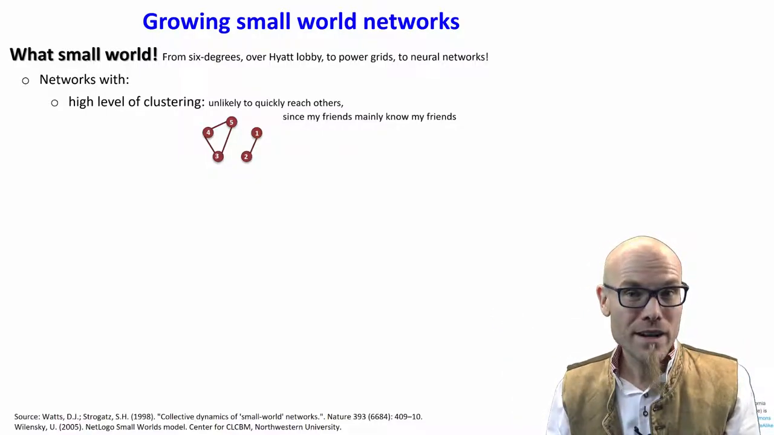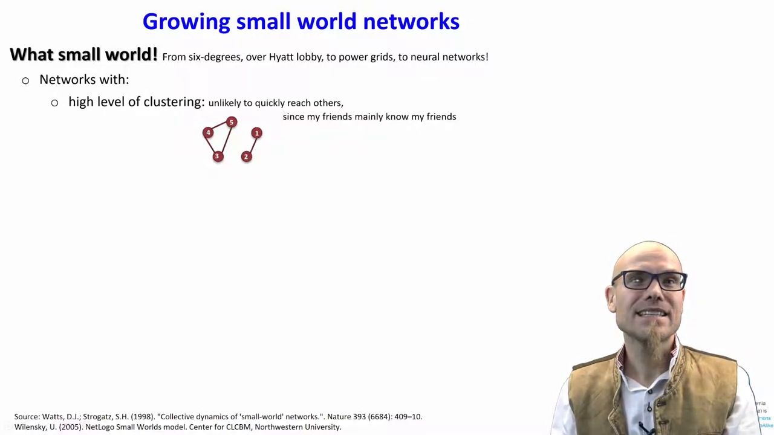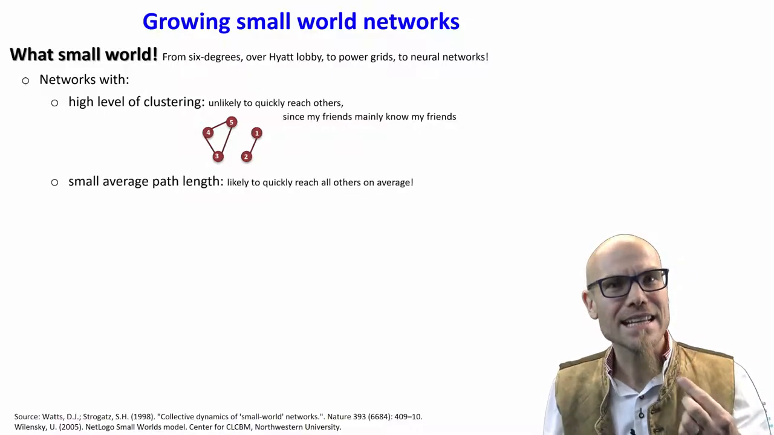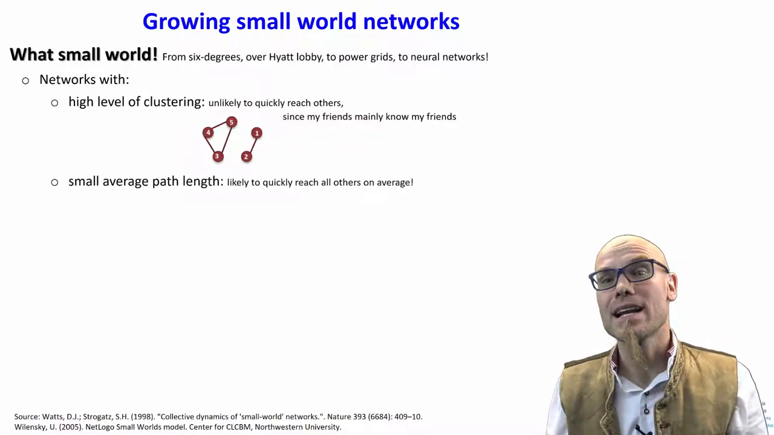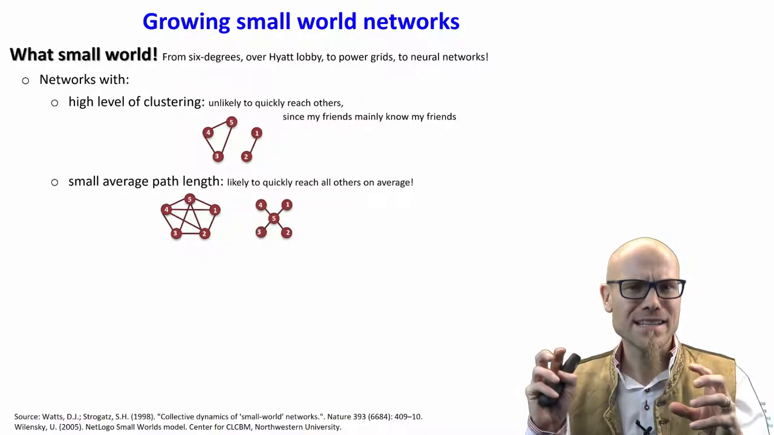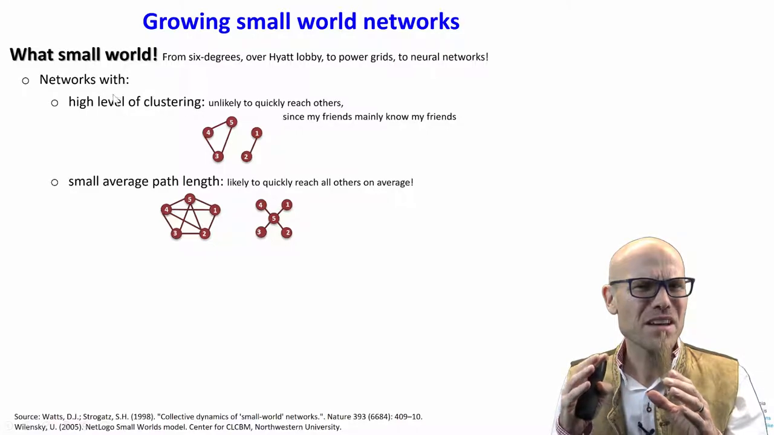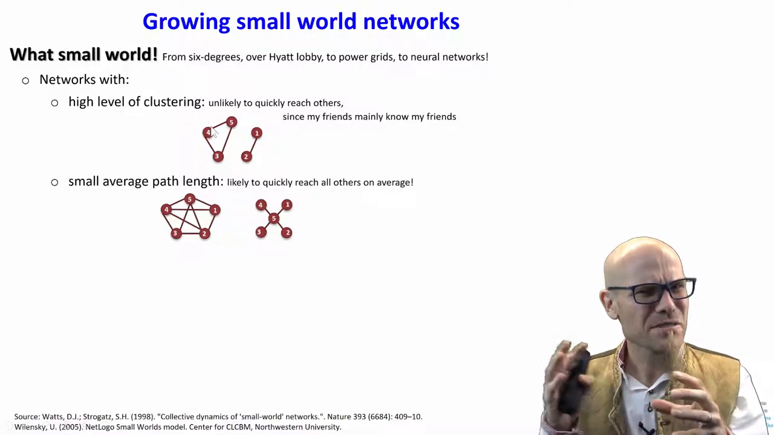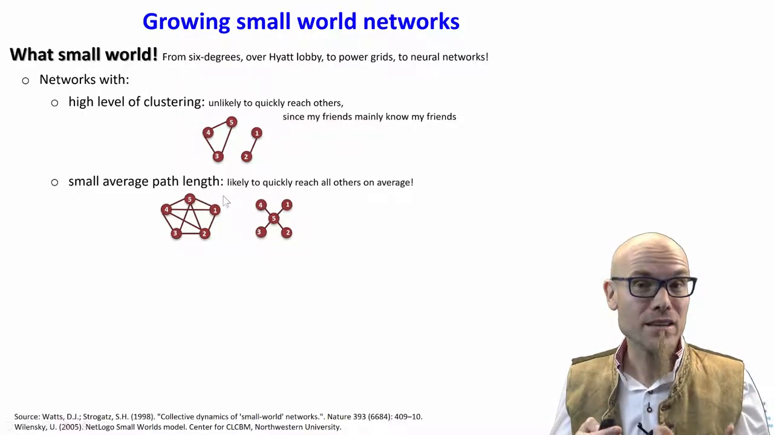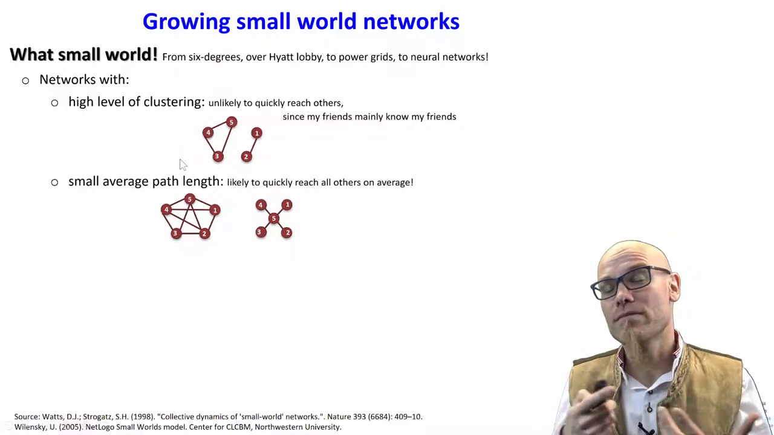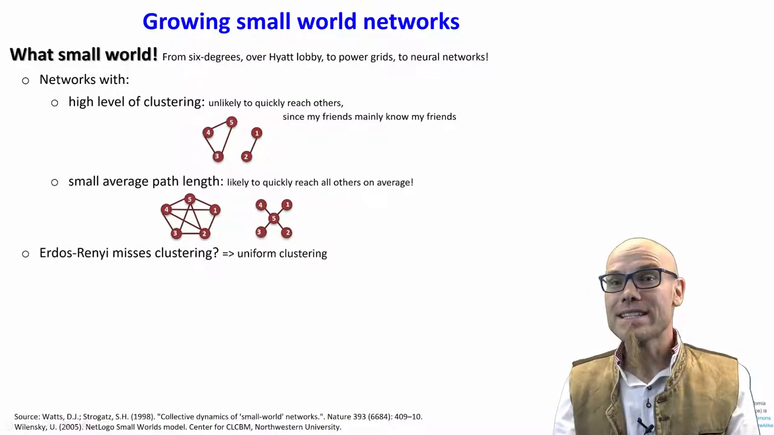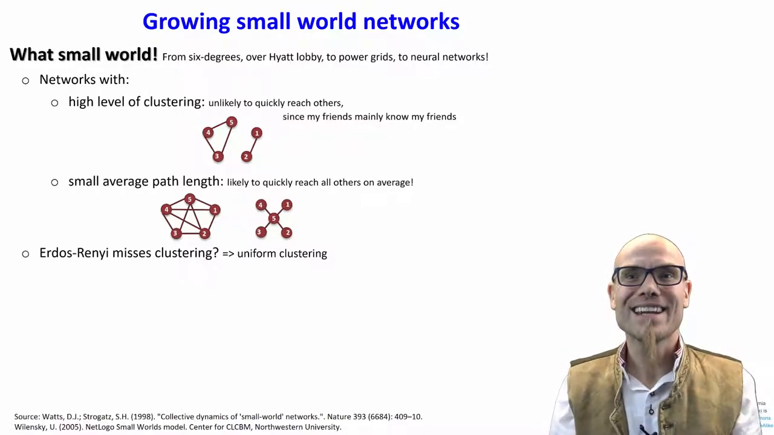Now, small world networks turn out to also have a small average path length. So that makes it likely to reach others very quickly on average. So it has these two things. It's clusterized, and at the same time, it's connected. Everybody is connected, but still clustered. So it's kind of a sweet spot between the two. Erdős-Rényi random graphs miss that completely because they have uniform clustering. All right, so let's do a NetLogo simulation again with that.